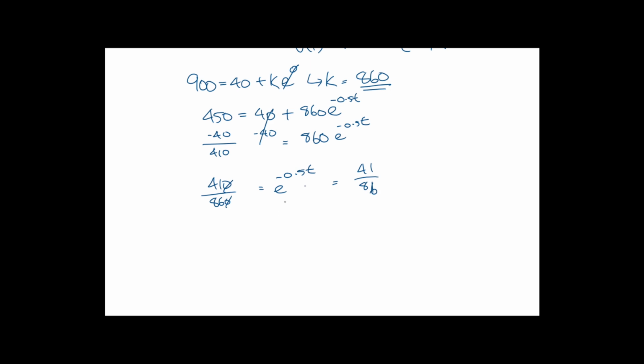So take the log of e is just what we've got in the brackets. Natural log of 41/86. And then t is going to be equal to natural log of 41/86 all over negative 0.5. This is going to be a negative number. Negative number divided by a negative number is going to be a positive number. And now we get out our calculator.